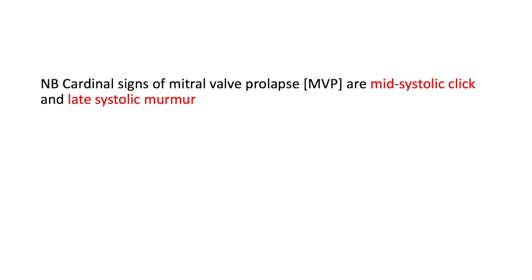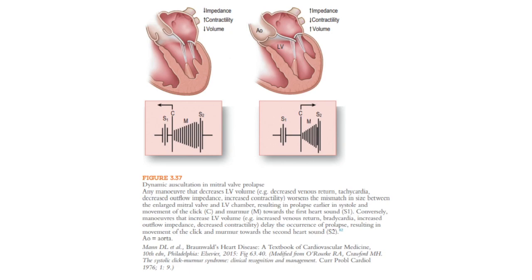So the cardinal signs, everybody, of mitral valve prolapse are a mid-systolic click and a late systolic murmur. Any maneuver that diminishes your left ventricular volume, for example decreased venous return, tachycardia, decreased outflow impedance, or increased contractility, worsens the mismatch in size between the enlarged mitral valve and the left ventricular chamber, resulting in prolapse earlier in systole and movement of the click and murmur towards the first heart sound. So we have an earlier click and a longer murmur.